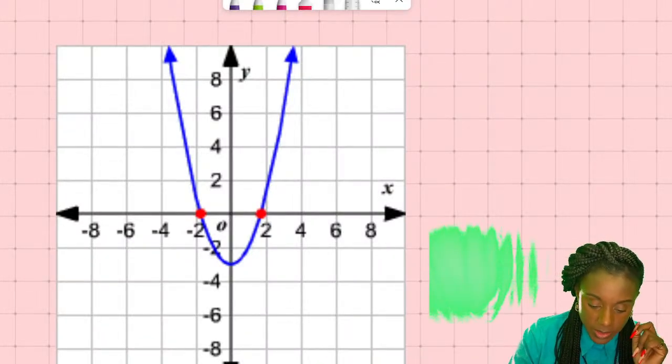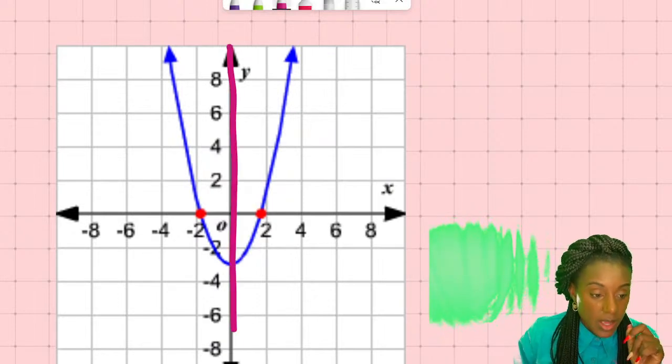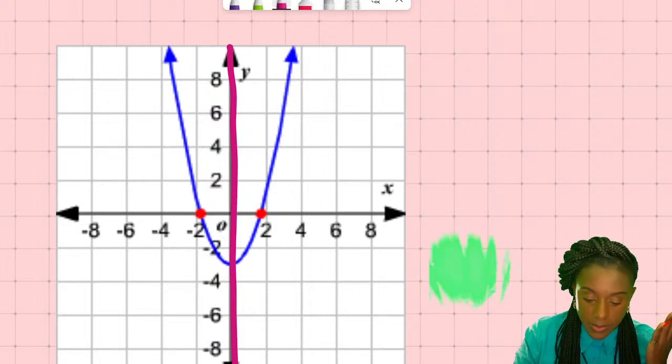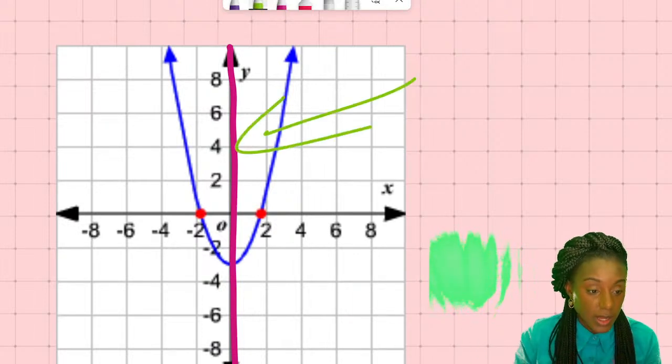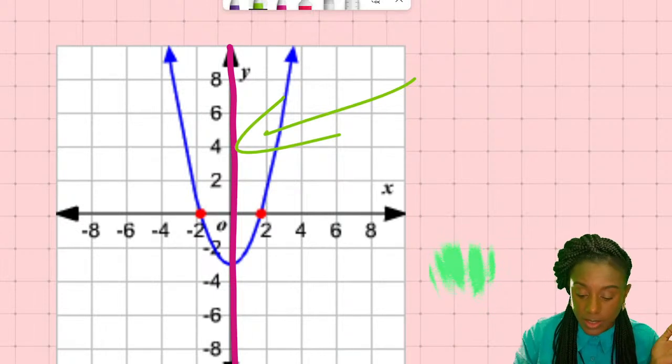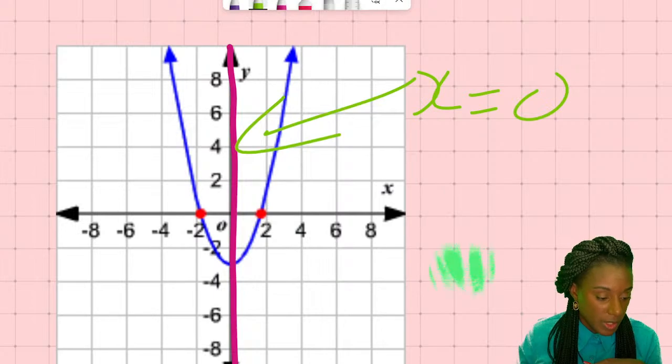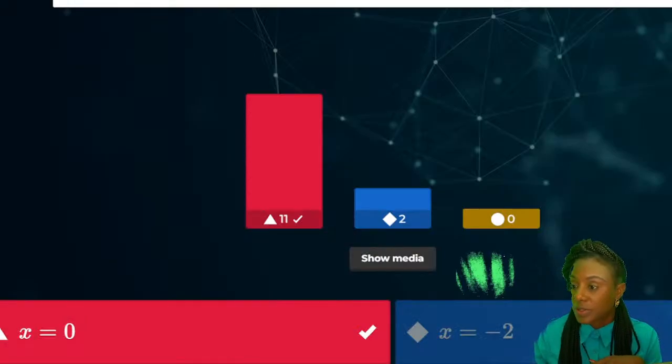Okay, so as you can see, this line is passing directly halfway through this graph, sharing it into two equal parts. And this line, my pink line here, which is the y-axis, is the x is equal to 0 line. Okay, you all are doing great.